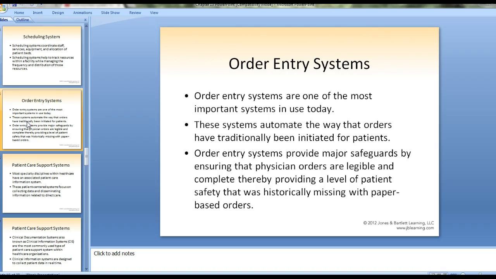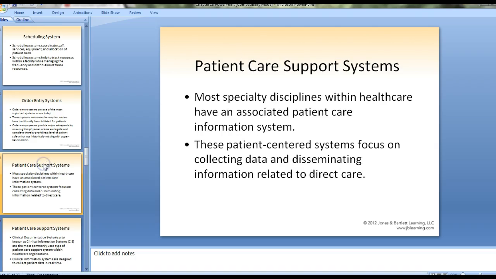It provides major safeguards by ensuring that orders are legible, provider orders, not just patient, complete, thereby providing a level of patient safety that was historically missing. And there's lots of hard and soft stops within the order entry system that ensure safety when things are being ordered, which is nice.